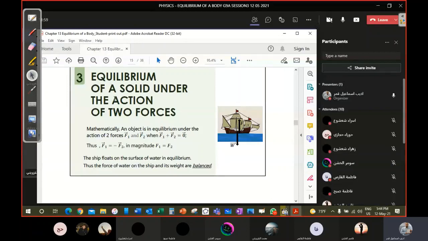اوكي. فاذا mathematically an object is in equilibrium under the action of two forces F1 and F2 when F1 vector plus F2 vector equals 0 vector. Thus واحدة منهم بتكون equal to negative the other, in magnitude F1 equals F2. بدناش نحكي كثير. The ship floats on the surface of water in equilibrium. Thus the force of water on the ship and its weight are balanced. The force of water on the ship بنسميها Archimedes upthrust. خلينا نقول الفورس اوف ووتر.